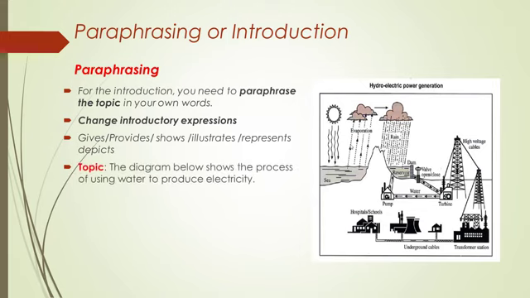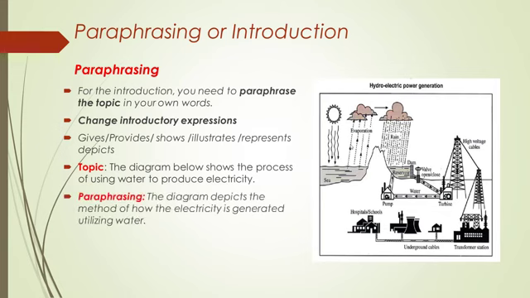If we think about the topic, we can easily understand. The topic is: the diagram below shows the process of using water to produce electricity. This is the topic, and we'll make a paraphrase on this topic. Now look at the paraphrasing. The diagram depicts the method of how the electricity is generated utilizing water.